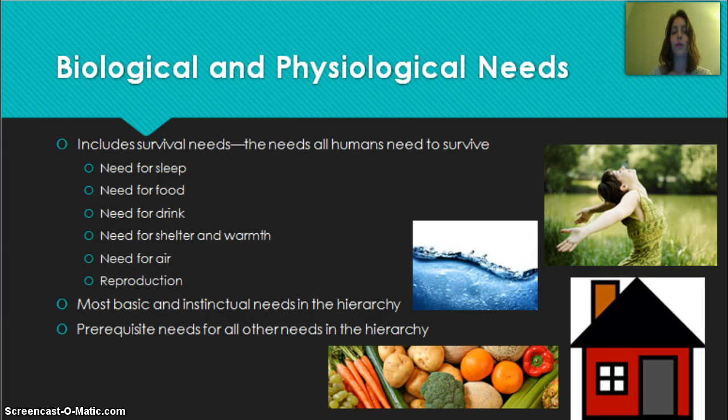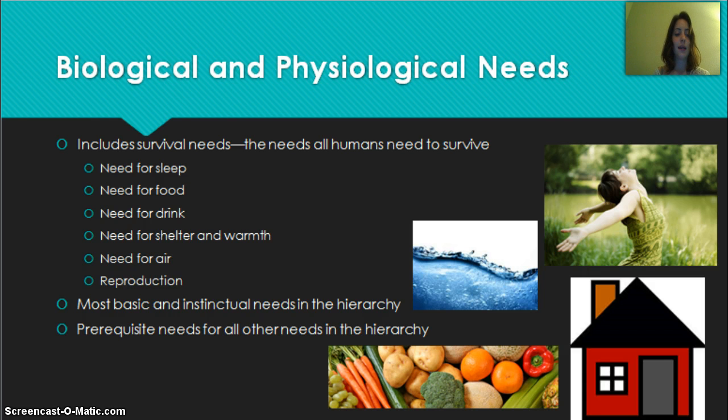Now I would like to give a brief overview of each of the 5 stages in his original theory, and I would like to give examples of each. Biological and physiological needs are the foundation of Maslow's hierarchy of needs, and they include survival needs, the needs that all humans need to survive. This includes the need for sleep, the need for food, the need for drink, including water, the need for shelter and warmth, the need for air, as well as reproduction to continue on the human race.